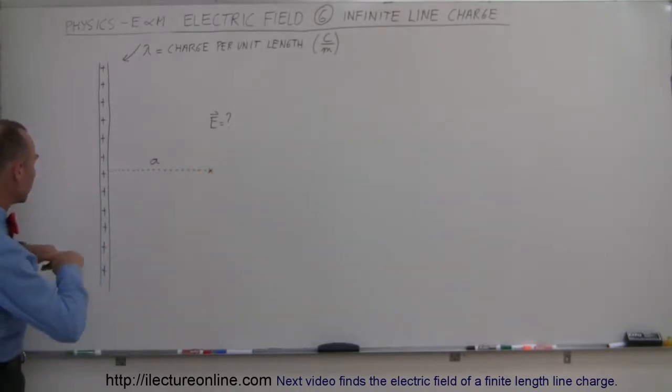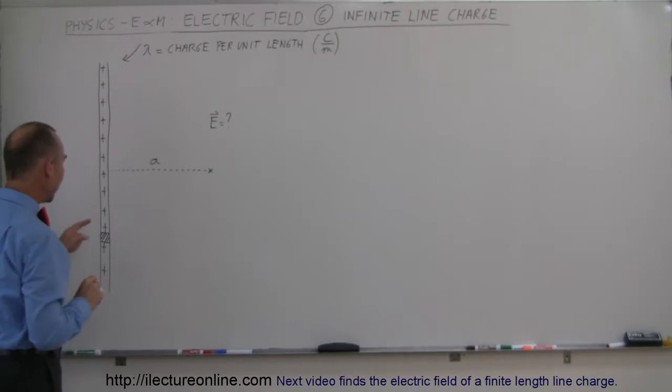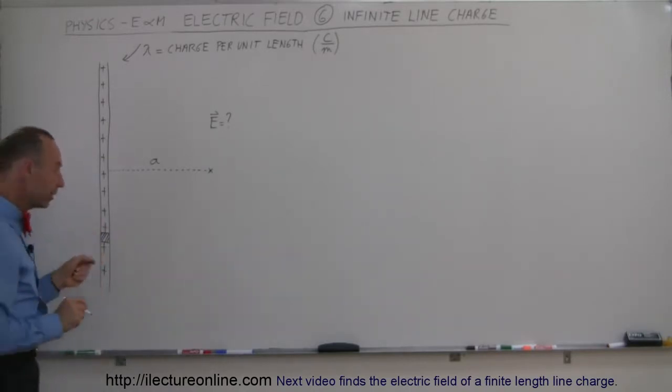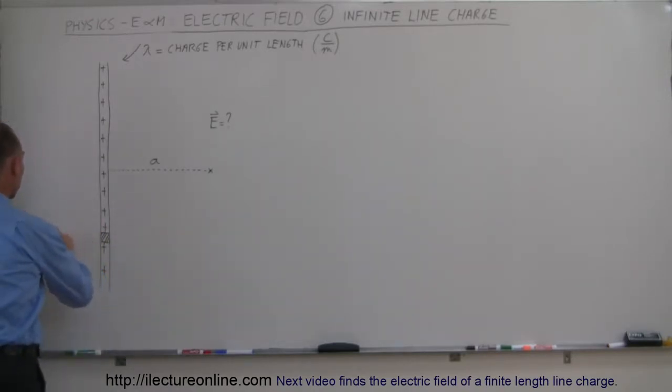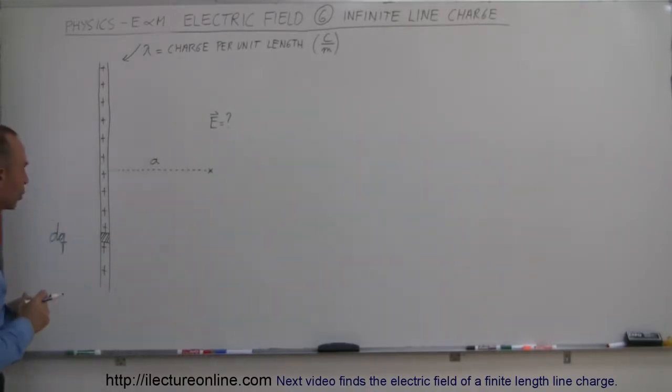Well, the first thing we're going to do is find a small little segment right here. And the amount of charge residing in that little segment is going to be a small amount, dq. So a small amount of charge, we call that a dq.